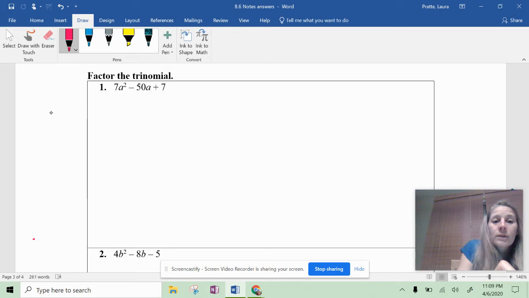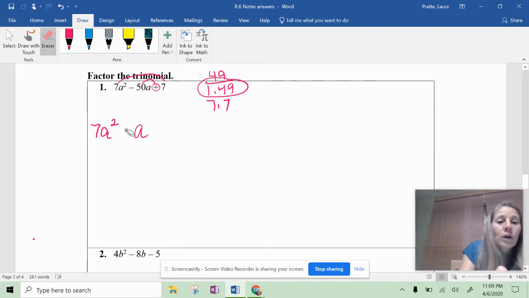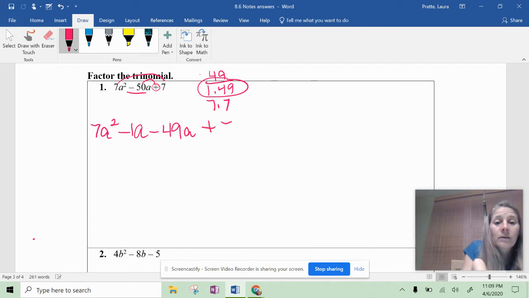Okay, so 7 times 7, right, is 49. So 1 and 49, or 7 and 7. Well, we need the combination that's going to add up to get 50, so that's going to be 1 and 49. So 7a squared plus a, my fault. We have to remember that this is a negative 50, so it's going to be a negative a, or negative 1a if you want to put the 1, and a negative 49a.